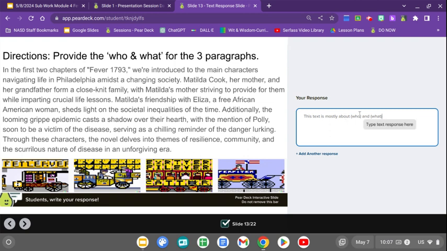Who is that paragraph mostly about, and what about them? Please take the time to type your text response here on the right. Who and what is that paragraph mostly about?